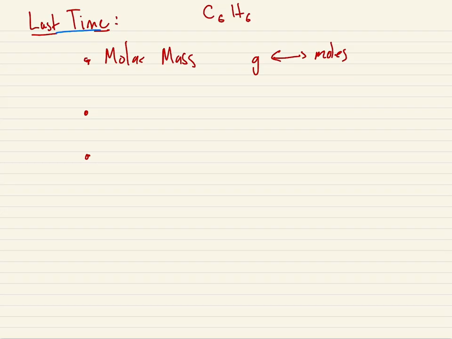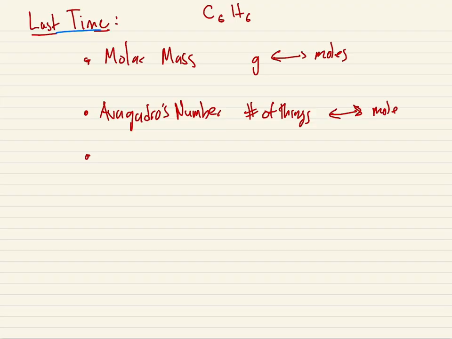What was another thing that we can use to convert? We have Avogadro's number. And what 2 things are we going between when we use Avogadro's number usually? Number of things, right? And things in this case can be atoms, molecules, ions, proteins, cells, whatever we want, right? Number of things and what? Moles, right? So this goes between number of things and moles.